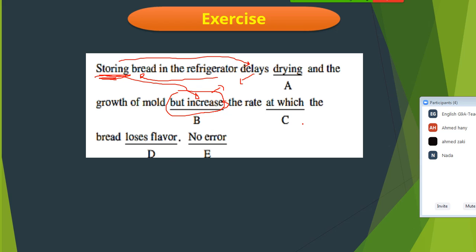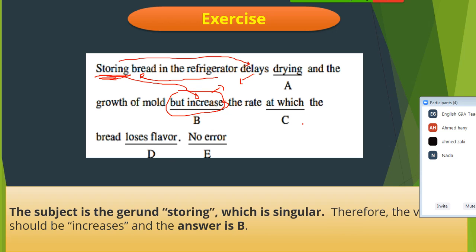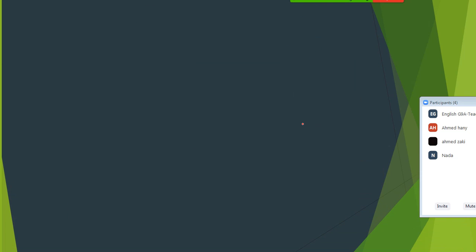Nada and Ahmed Hani, if you have any problem, I can say it again. Is it clear? Yes, it's clear. Sure? Okay, that's great. So the answer is B, as Ahmed said.